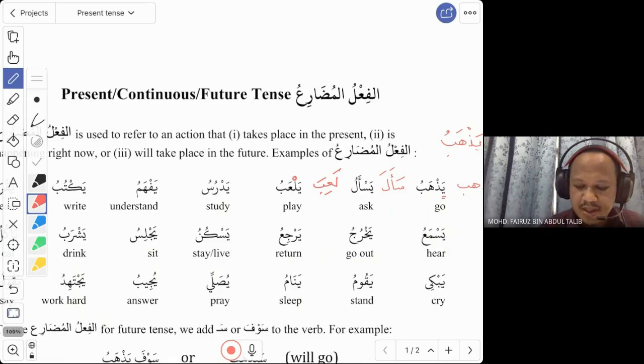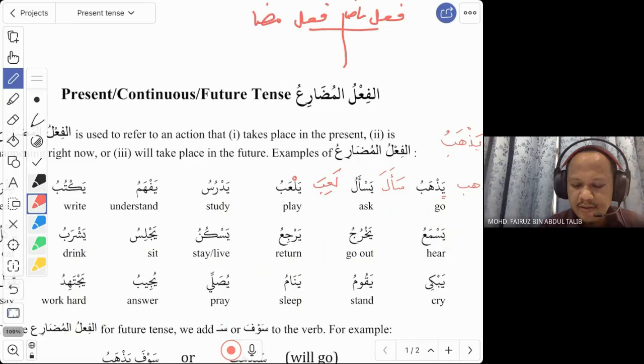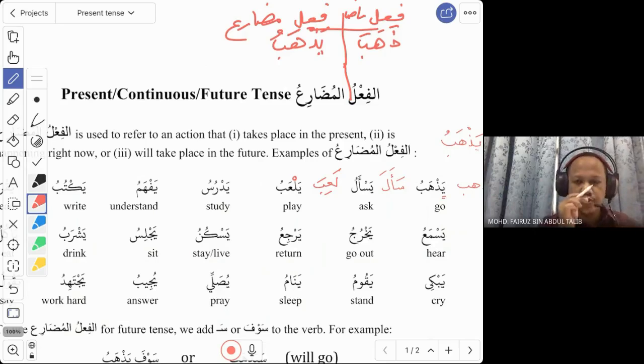For example, you have one list for fi'il madi, and another one for fi'il mudari. Okay, so you should have your own list. Zahaba, what is the mudari? Yazhabu. So we need to memorize this. Zahaba, mudari is yazhabu. So next time when you want to use it in the mudari form, or in the present tense, you know the word immediately.